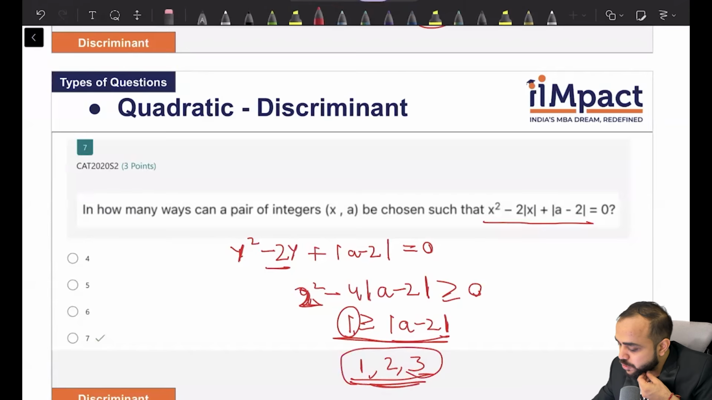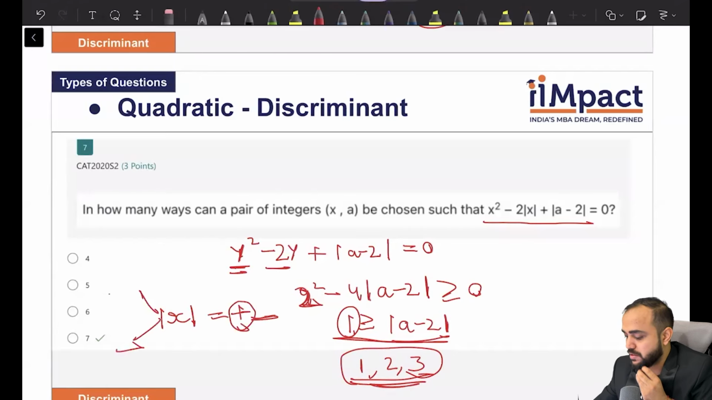You also have to make sure that you are calculating the value of mod x. So you will pick the positive root that you will get, and corresponding to that positive root, you will have two values of x allowed, a negative one and a positive one. So this was honestly a lot of room for making mistakes in this particular question.